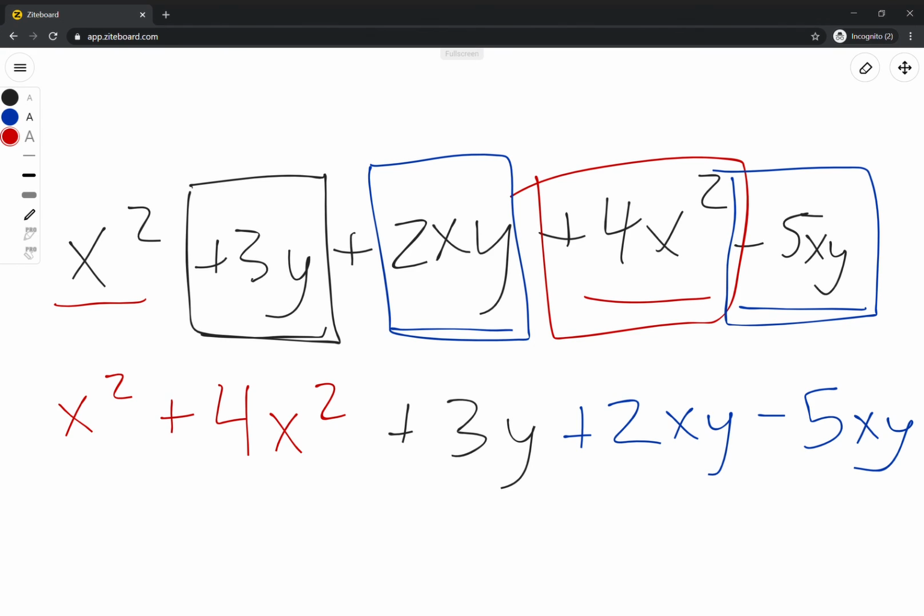So if you were to simplify, you would take the coefficient of 1 in front of the x squared plus 4x squared to get 5x squared. Then, since there's nothing to simplify with 3y, since it's the only term that involves just y, you can just drop this down and get 3y. And lastly, in this situation where we have 2xy minus 5xy, you can do 2 minus 5 to get negative 3xy.